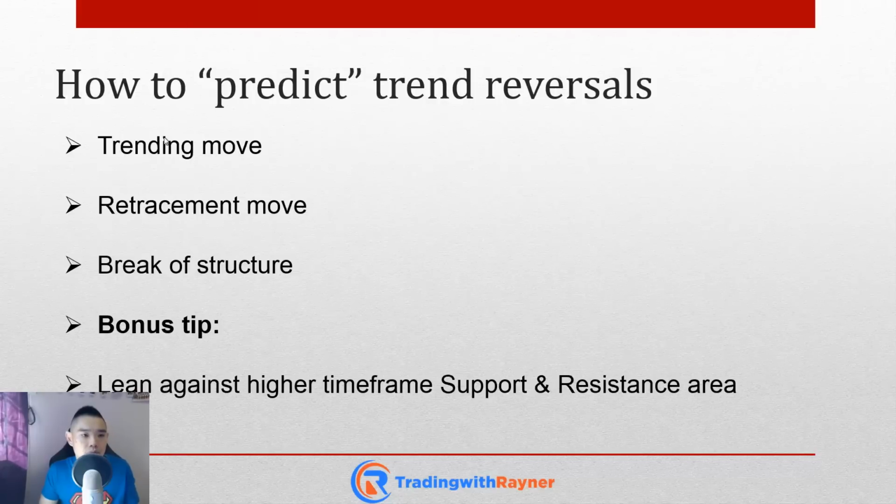recap. Okay, number one, you want to pay attention to trending move, retracement move, and the break of structure. This gives you clues to whether the trend is healthy or not. If the trending move is healthy, the retracement move is healthy, and there's no break of structure, chances are the market is in a healthy trend and you can continue to trade in the direction of the trend. But when you notice the trending move getting weak, the retracement move getting stronger, the range of the retracement move candles are getting larger, and you have a break of structure, chances are the trend is over and the market is about to reverse back in the opposite direction.